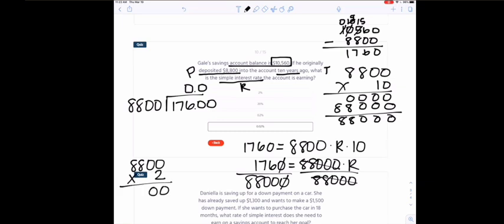2 times 0, 0, 2 times 0, 0. 2 times 8 is 16. Put a 6, carry 1. 2 times 8 is 16 again, plus 1 is 17. And that is exactly what we needed. So we subtract it and we get 0. So our rate is 0.02.